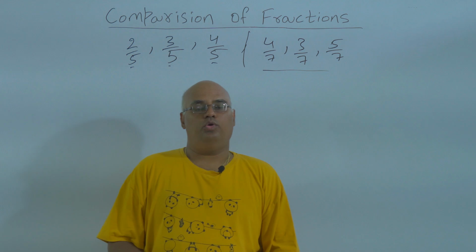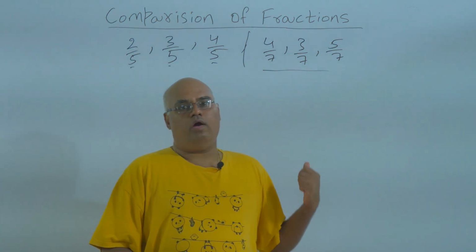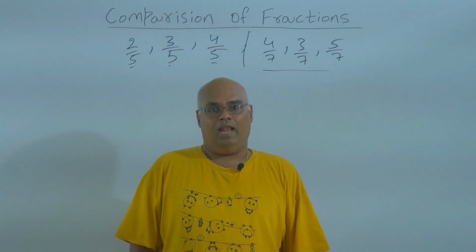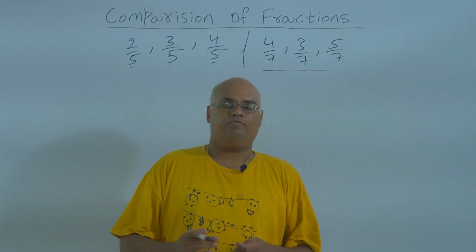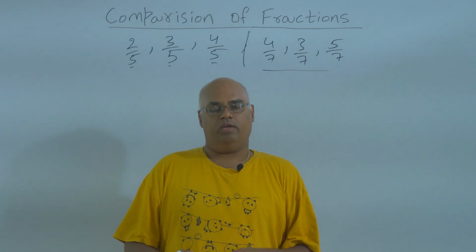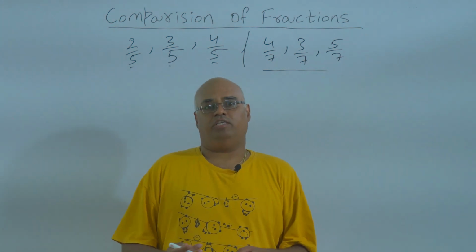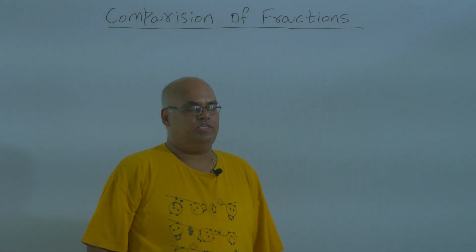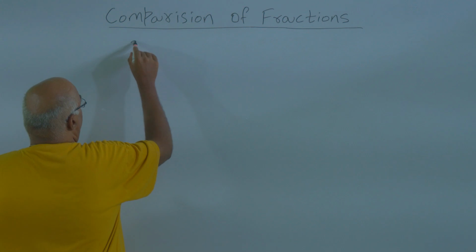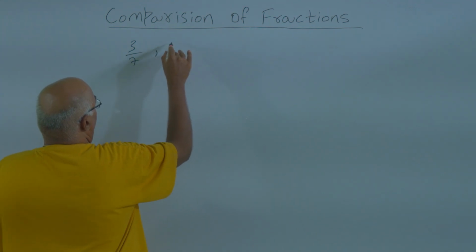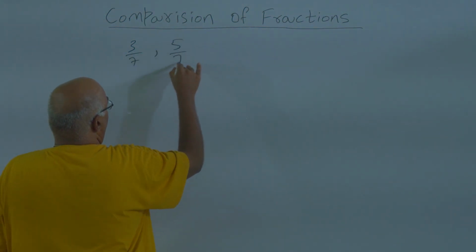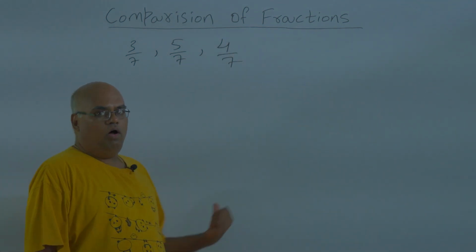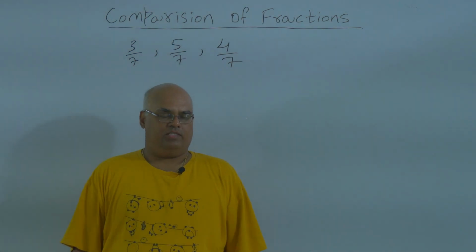So now you have understood what like fractions are. Now I am going to explain how to compare like fractions. That is, how to arrange the fractions in ascending order or descending order, or how to find which fraction is smaller and which fraction is bigger. Now let us take three like fractions, say 3 by 7, 5 by 7 and 4 by 7. All three are like fractions.